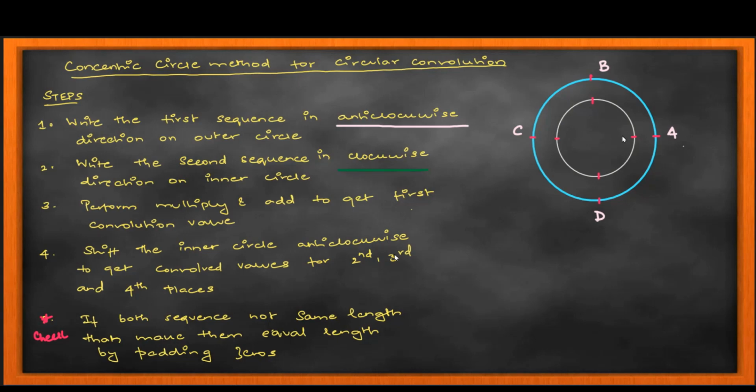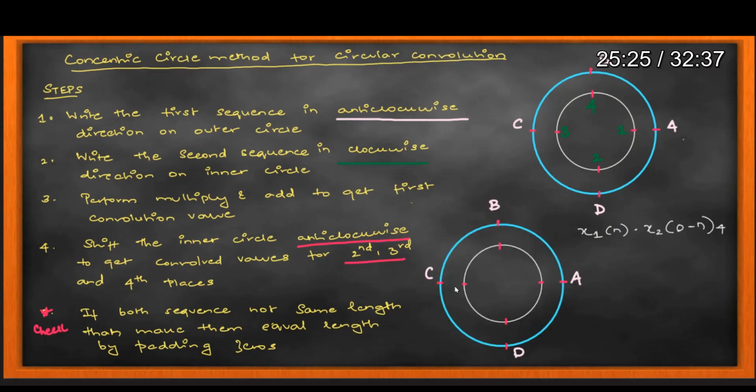You can see that A, B, C, D, the direction is anti-clockwise, and then for your second sequence I'm writing it in clockwise, 1, 2, 3, 4. This is important because once you write it in this manner, things get a lot easier. And then your first convolution output is going to be 1 into A plus 2 into D plus 3 into C plus 4 into B. We'll see an example. That is going to give me my first convolution value.